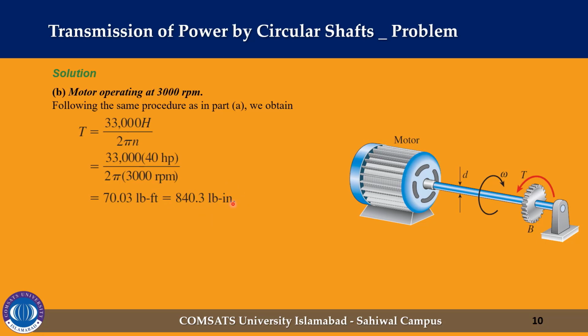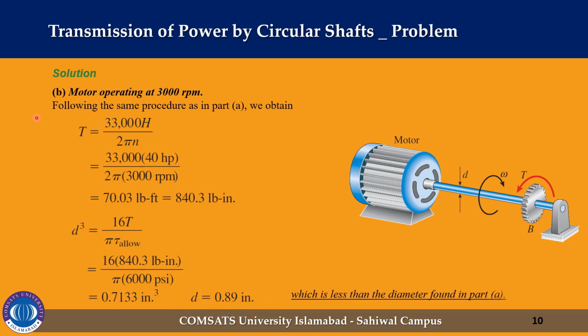As we discussed already in the previous slide, the expression for the diameter is d³ = 16T over πτ_allow. The value of torque is 840.3 and the allowable shear stress is 6000 psi. In this way, after some simplifications, the diameter will be 0.89 inch, which is less than the diameter found in part A. So this problem illustrates that the higher the speed of rotation, the smaller the required size of the shaft. This is for the same power and the same allowable stress.